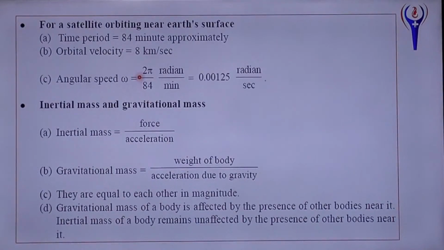For a satellite orbiting near Earth's surface, the time period is 84 minutes, orbital velocity is 8 km per second, and angular speed is 0.0125 radian per second.